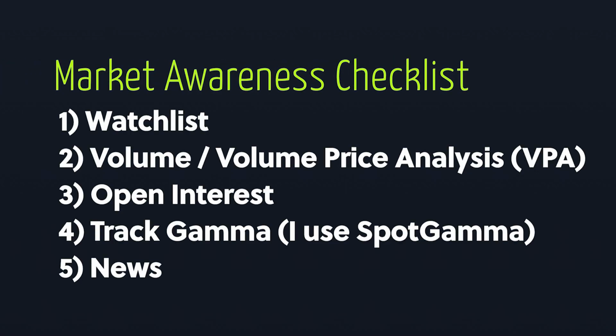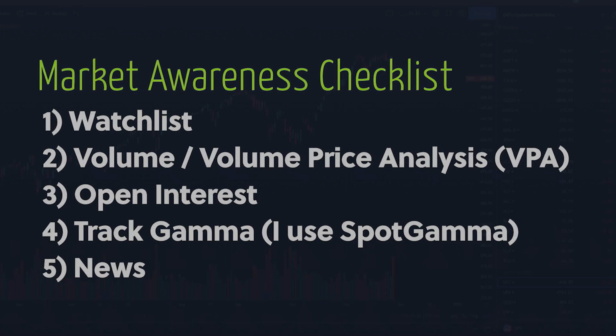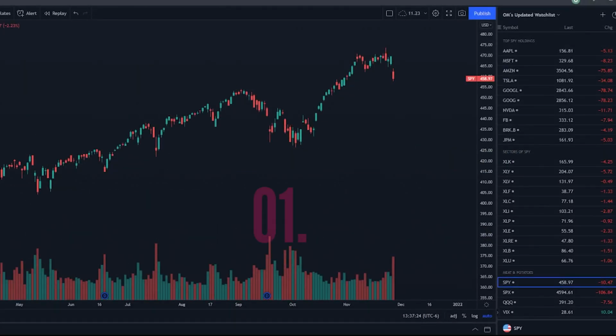Let's dive in. So I'm going to categorize my outlook for market awareness into 5 different categories, listed from most importance to least importance. Number 1, a watch list. Number 2, volume or volume price analysis. 3, open interest. 4, a tool on which to measure gamma, which I use spot gamma. And 5 is news. So let's start out with the watch list.